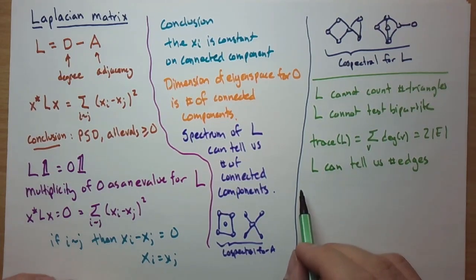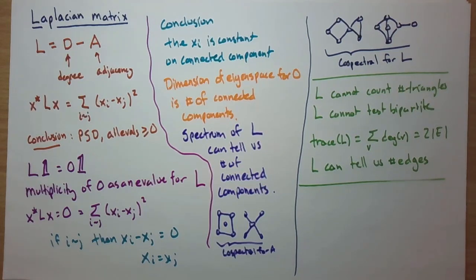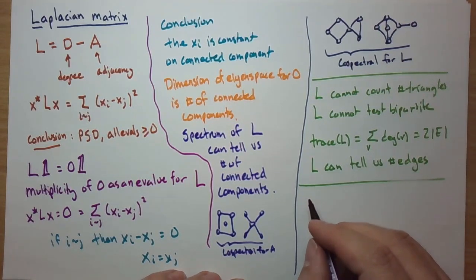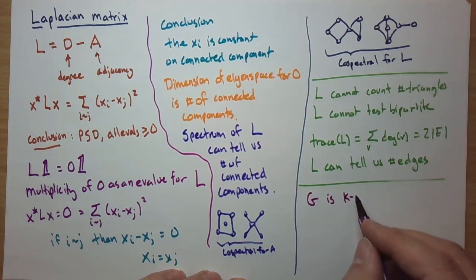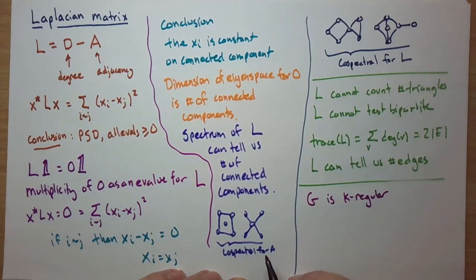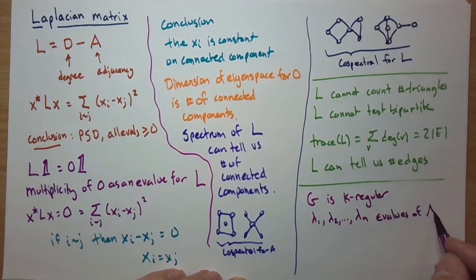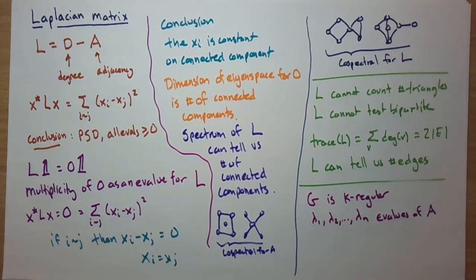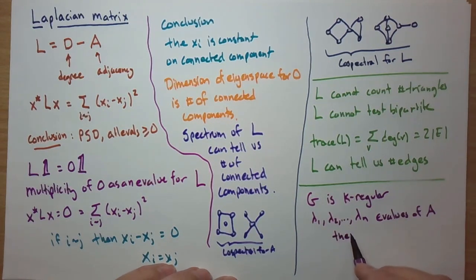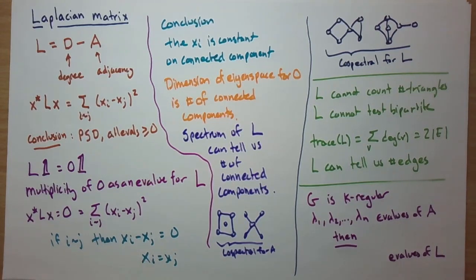So, all right, well, we should try to do some things about the spectrum. Well, first thing we should note is there are some things that we can say, we recover a lot of things if they're regular. We like regular things. So let's suppose for a second G is k-regular. Okay, so we have lambda 1, lambda 2, up to lambda n are the eigenvalues of our adjacency matrix, because we spent a lot of time finding eigenvalues of our adjacency matrix. Then the question is, what can we say about the eigenvalues of the Laplacian matrix?